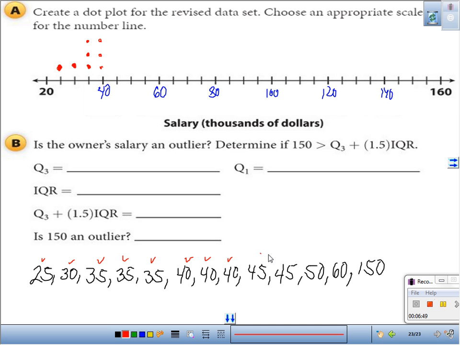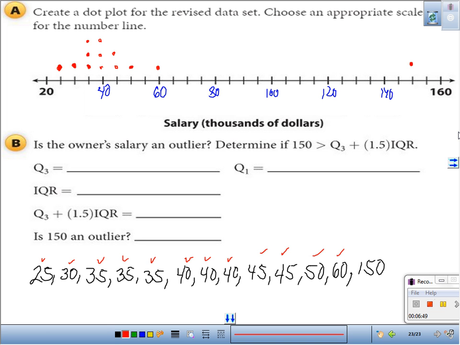The next one is 2 45s. 45 is right here. 1, 2. There's a 50, a 60, and one 150, which is way over here. So just by looking at it, you can actually see which one would be the outlier. Is that correct? Okay.